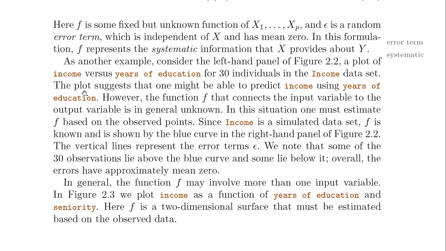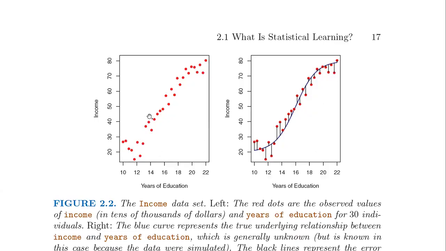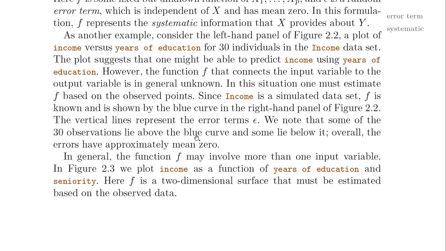In the income data set, the plot suggests that one might be able to predict income using years of education. So there's a clear correlation, isn't there? Now you may try using linear regression. However, if we look at this diagram over here, the curve that the fitted is clearly not linear. So let's continue reading.